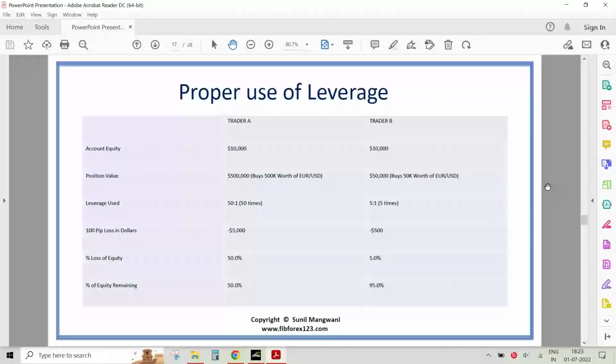So this is one chart which, as I said, I'll send this document out to you. You can go through it. But what you can see over here is a trader A who is utilizing a leverage of 50 times, trader B who's utilizing a leverage of 5 times. The trader A who is utilizing 50 times will have a drawdown of 50% of the account, whereas trader B who uses 5 times the leverage will have a drawdown of only 5% in the account. And as I always say, don't look at your profits, control your losses. Your profits will always come.